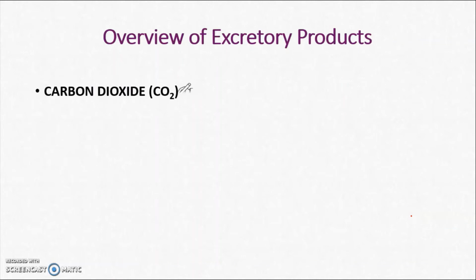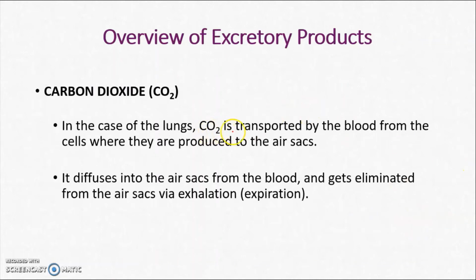In the case of the lungs, carbon dioxide is transported from the cells where it is produced to the alveoli of the lungs, and at the alveoli the carbon dioxide diffuses in. The alveoli are the air sacs. So from the blood, the carbon dioxide would diffuse into the alveoli and become part of exhaled air. It would be lost through exhalation, also called expiration.